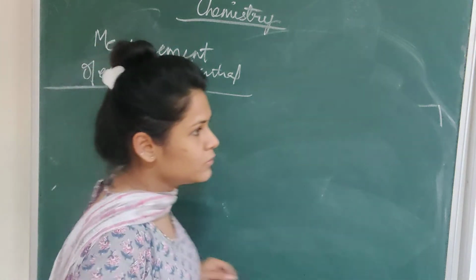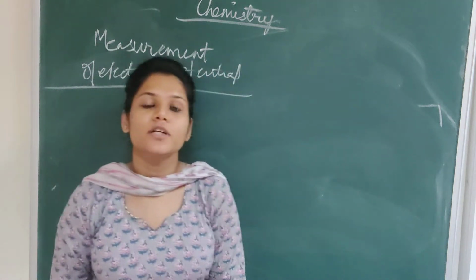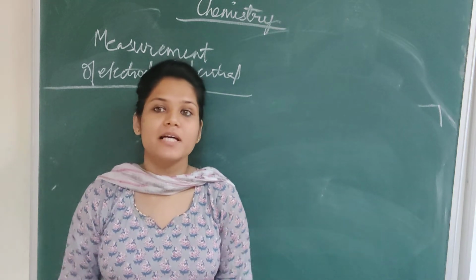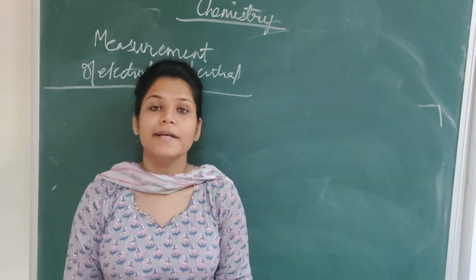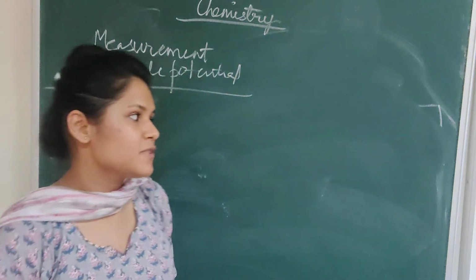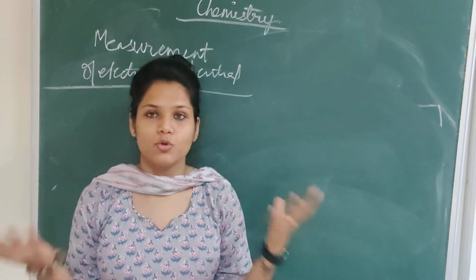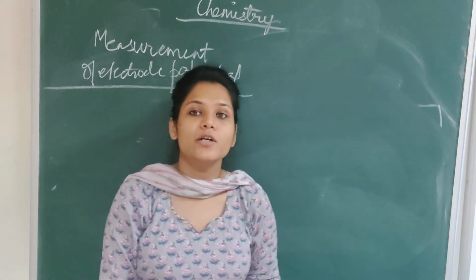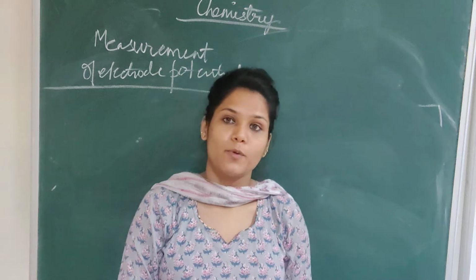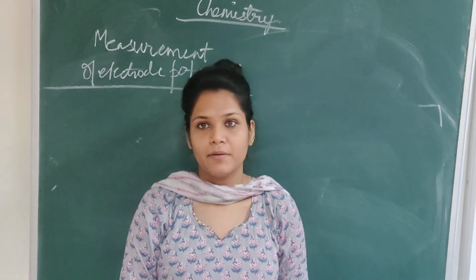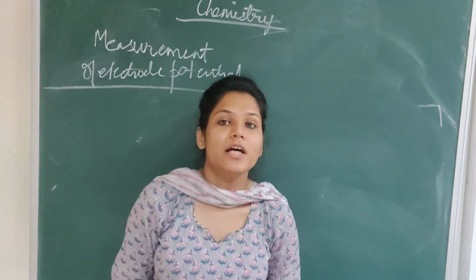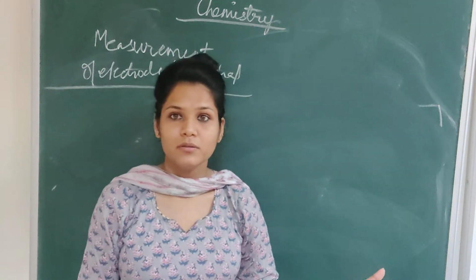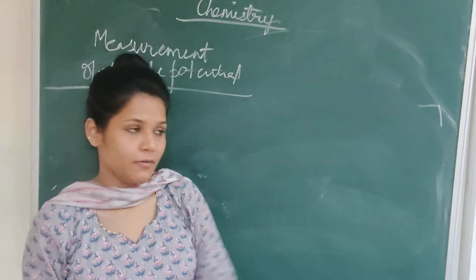Write it down. The potential of the two half cells cannot be determined individually. A cell is made of two half cells, so if you want to find the potentials of both half cells individually, that is not possible. It cannot happen. We can only and only deal with the difference of the potentials. That is known as electrode potential, EMF, right? That gives the EMF of the cell.